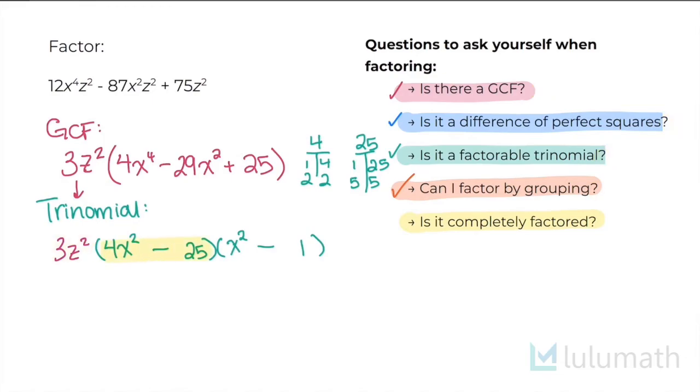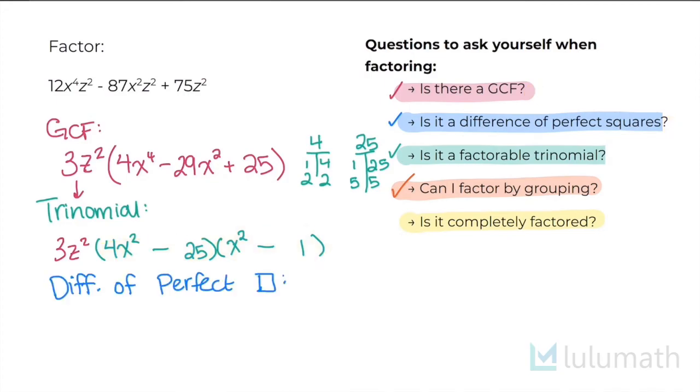So let's take a look at our second factor, 4x squared minus 25. Is there a GCF? No, there's nothing in common. Is it a difference of perfect squares? It is a difference of perfect squares because I have 2 terms, I have a subtraction sign, and both of my terms are perfect squares. Let's also take a look at this x squared minus 1 while we're at it. There is no GCF, but it's also a difference of perfect squares because x squared and 1 are our 2 terms. We have a minus sign, and you can square root both terms.